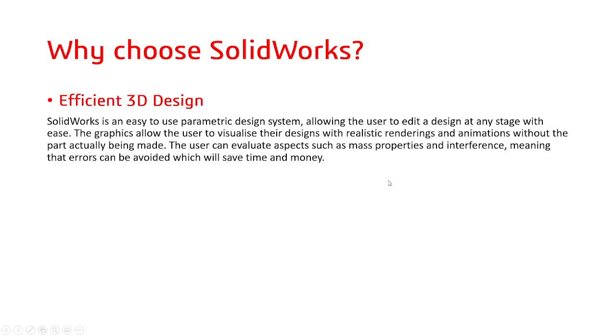So why choose Solidworks as your CAD/CAM system of choice? Well, for starters, Solidworks has got an efficient 3D design. It's quite straightforward to use, and it's a parametric design system. It allows the user to, at any point during the design process, edit the design, and it's all done quite easily. The graphics also allow the user to visualise the designs with realistic renderings and animations without a physical part actually being made. And this also allows the user to evaluate aspects such as the mass properties and interference, meaning that any errors can be avoided, and that'll save time and money in the long run.